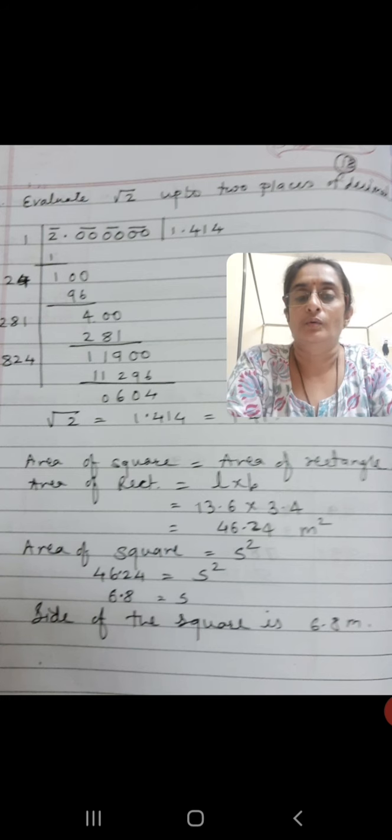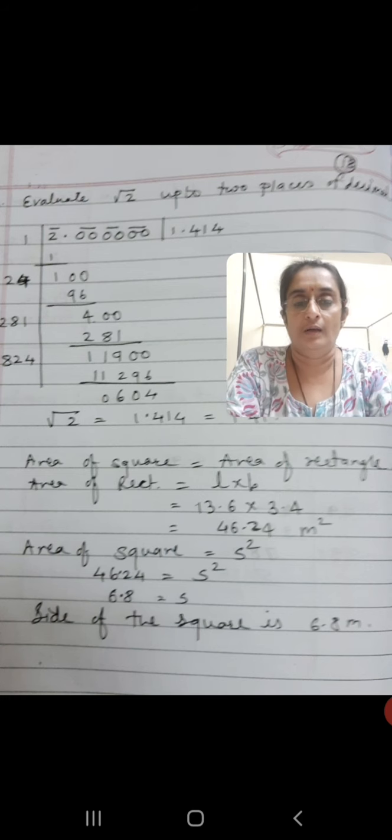Now root 2. Root 2 is not a whole perfect square number, is it? Because 1 is a perfect square number, after that directly 4 comes. So 2 and 3 are not perfect squares. So we have to find it out in decimals now. So how are we going to write it? We have to find the root of 2.